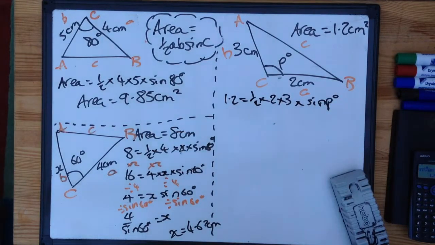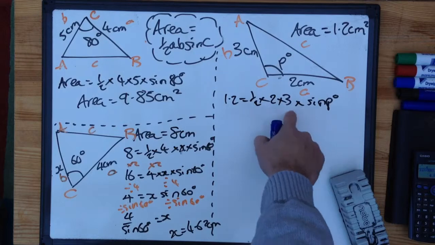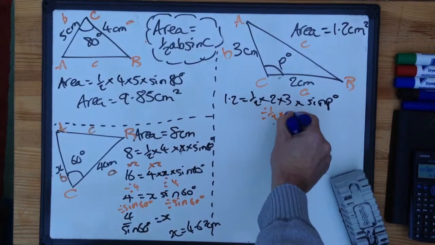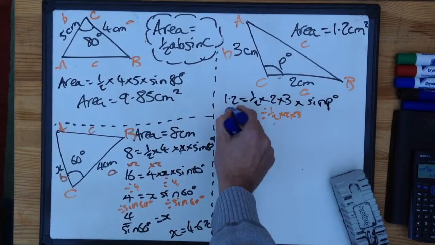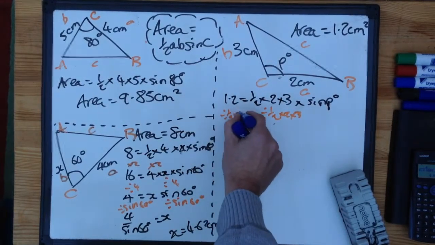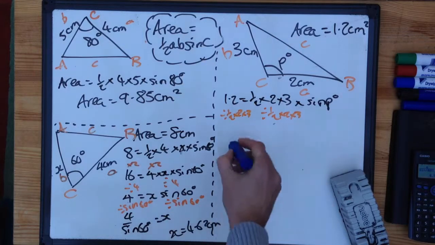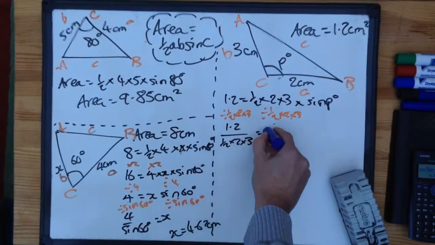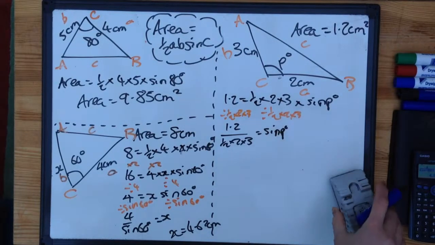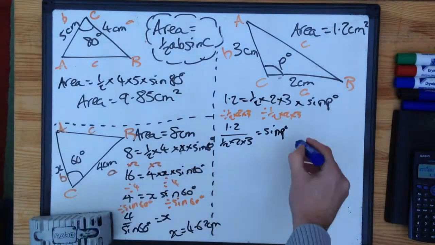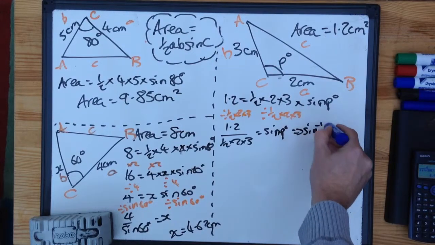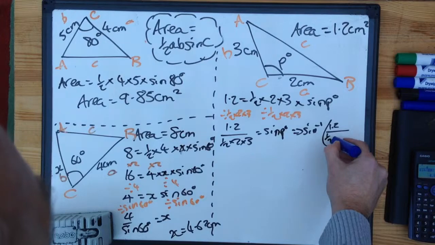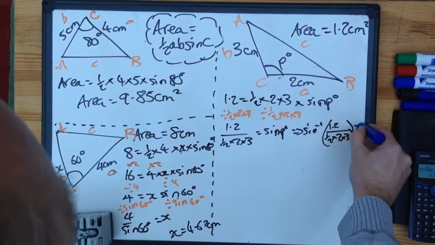Nothing too bad there. To get rid of all of this, well, you could evaluate it if you wanted to, but to get rid of all of it, we divide by the half times 2 times 3, because that's how you get rid of it from that, and we end up with 1.2 over a half times 2 times 3 is sin P. And remembering back to how we get rid of that sin, we need to use the sin to the minus 1. So sin to the minus 1 of 1.2 over a half times 2 times 3 is equal to P.